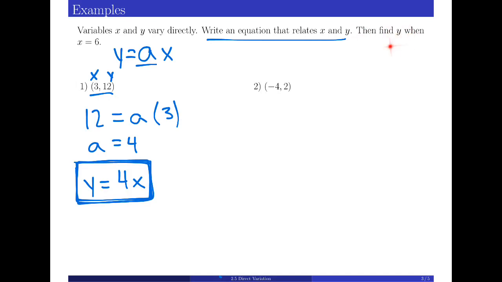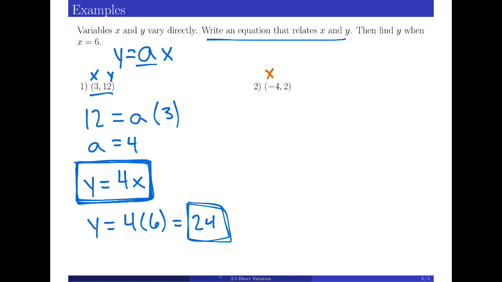Then find y when x is 6. In this case, 4 times 6 gets us 24, so there's our second answer. What I see very often is people find a is 4 and then skip straight to here. I know that those people understand what they're doing, but they're just skipping that step of writing the equation that relates x and y.